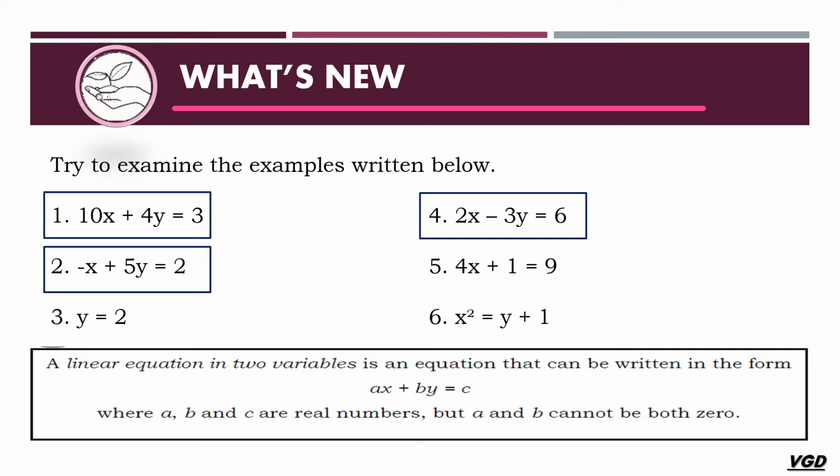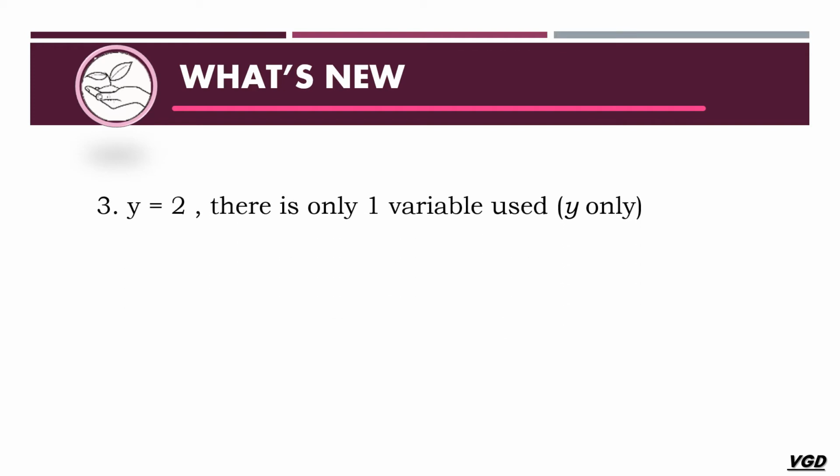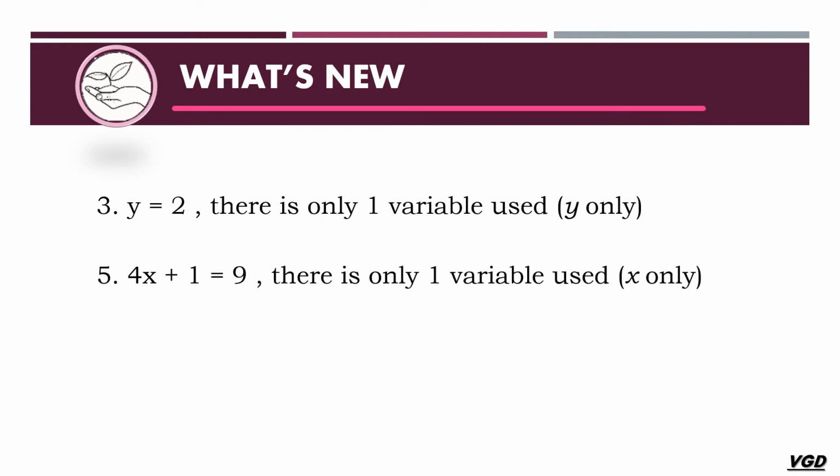Did you get it? So what made items number 3, 5, and 6 not a linear equation in two variables? Let's find out. For item number 3, y equals 2, it is not a linear equation in two variables because there is only one variable being used, and that is only y. For number 5, we have 4x plus 1 equals 9. Again, there is also still only one variable used, and that is only x.